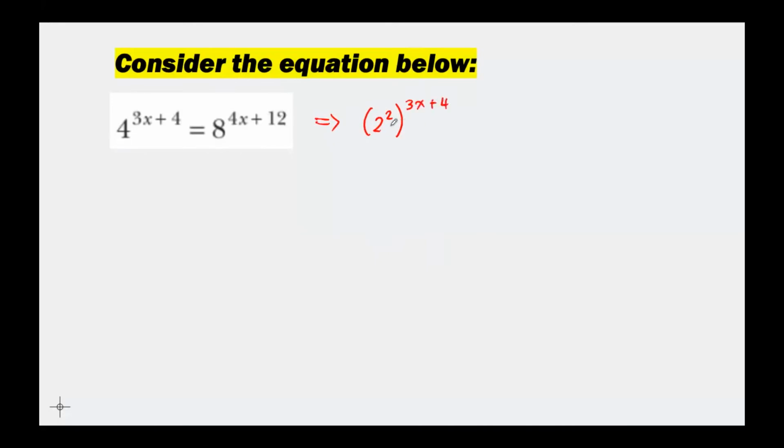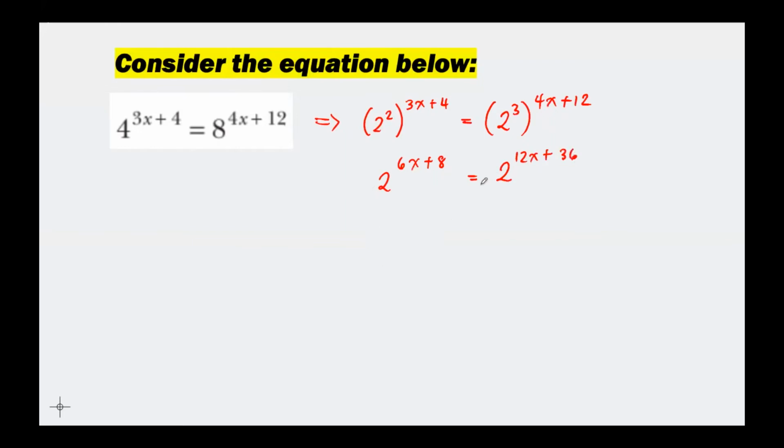You noticed? So I just changed 4 here. And 8 is expressed as 2 to the power of 3. So that gives us 4x plus 12. So in other words, this is just the same as multiplying the exponents. So this gives us 2 to the power of 6x plus 8. And the right side of your equation is 2 to the power of 12x plus 36.